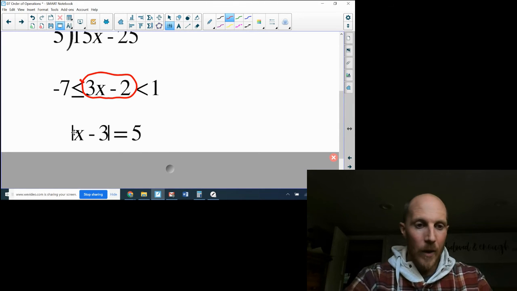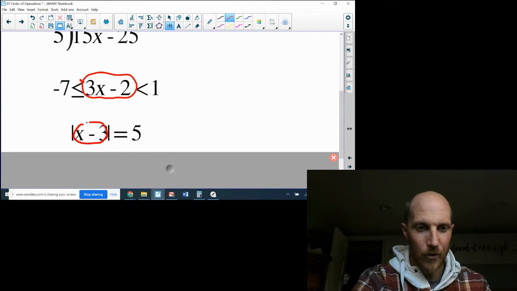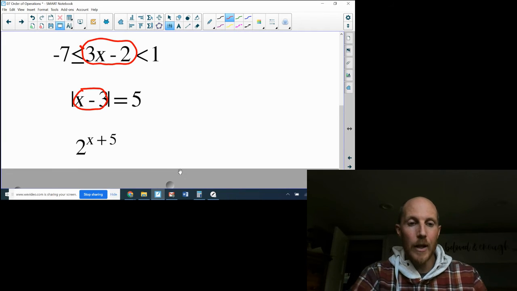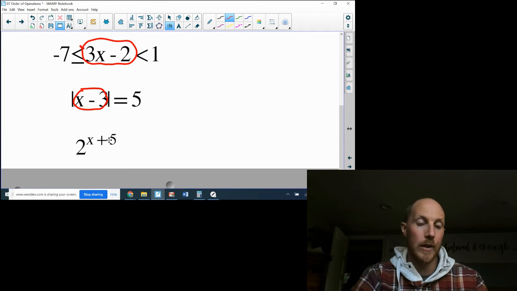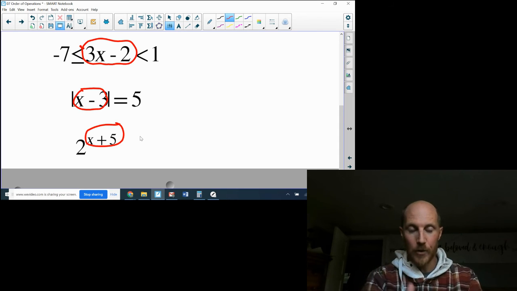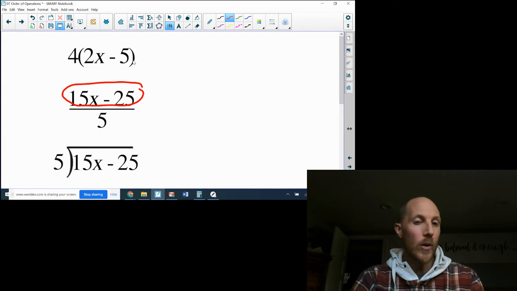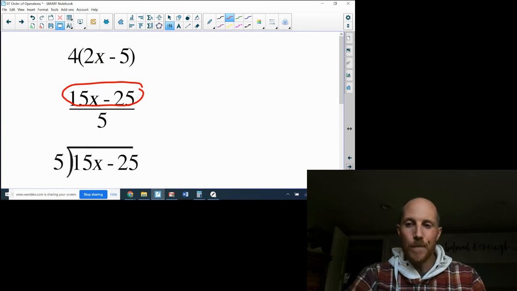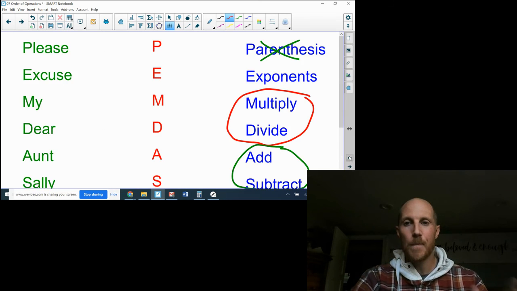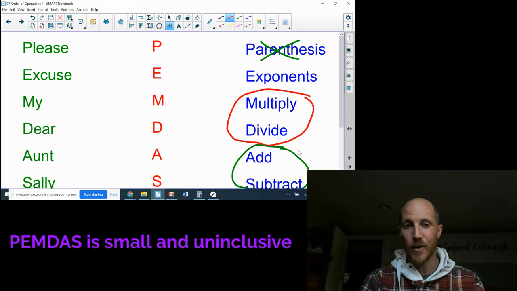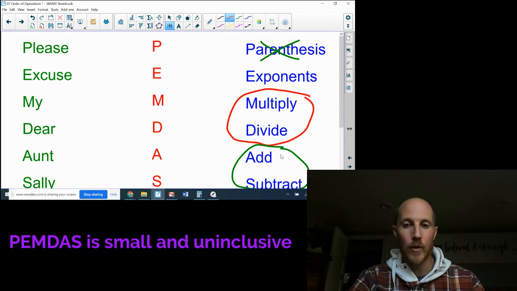Absolute value: inside the absolute value symbol, those jail bars, the vertical lines, x minus 3, that's a group. Inside this exponent, 2 to the power of x plus 5, that is a group. The x and plus 5 all together make up the exponent. All these things are ways of grouping together. Parentheses is one way we group things together, but there are so many other ways. It seems very short-sighted to give parentheses as the only possible way of grouping things together. Any of those other examples, we have to do first, whether there are parentheses written there or not.